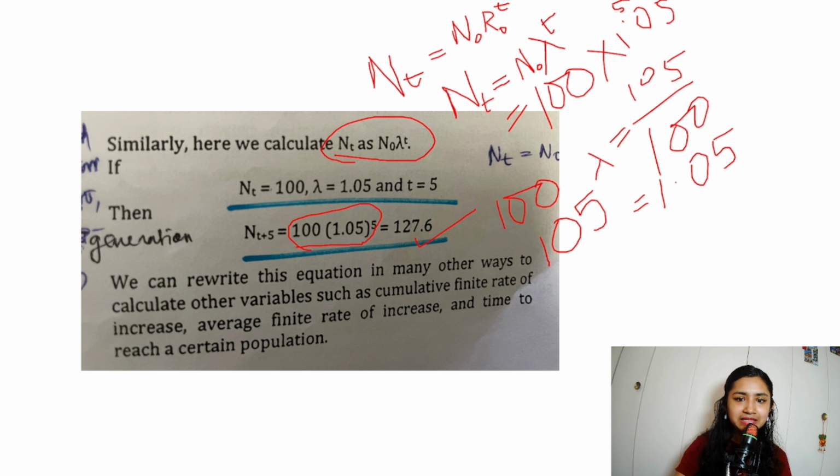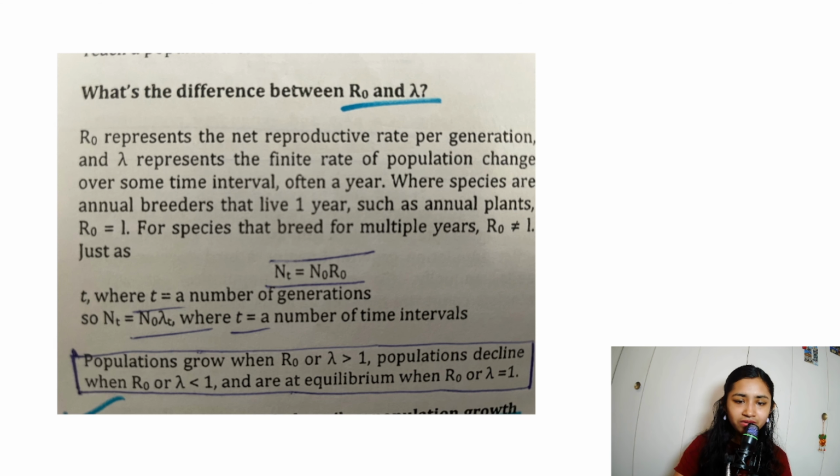Okay, Nt is equal to N0 lambda to the power t. Now let's move into the difference between R0 and lambda. R0 represents the net reproductive rate per generation. I told you, per generation. And lambda represents the finite rate of population change over some time interval, often a year. I told you, lambda is for year-wise population growth.